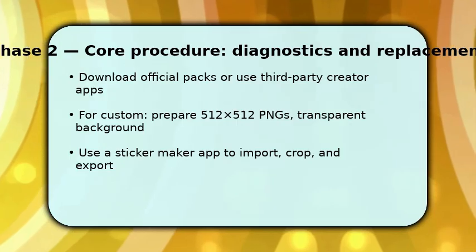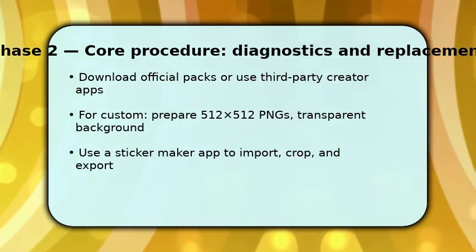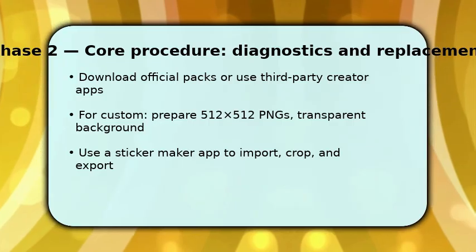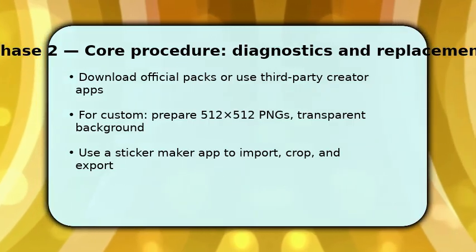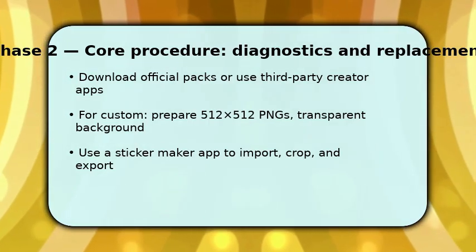Once exported, tap Add to WhatsApp inside the Creator app. WhatsApp will prompt you to confirm. This converts images into a usable sticker pack for chats and status.